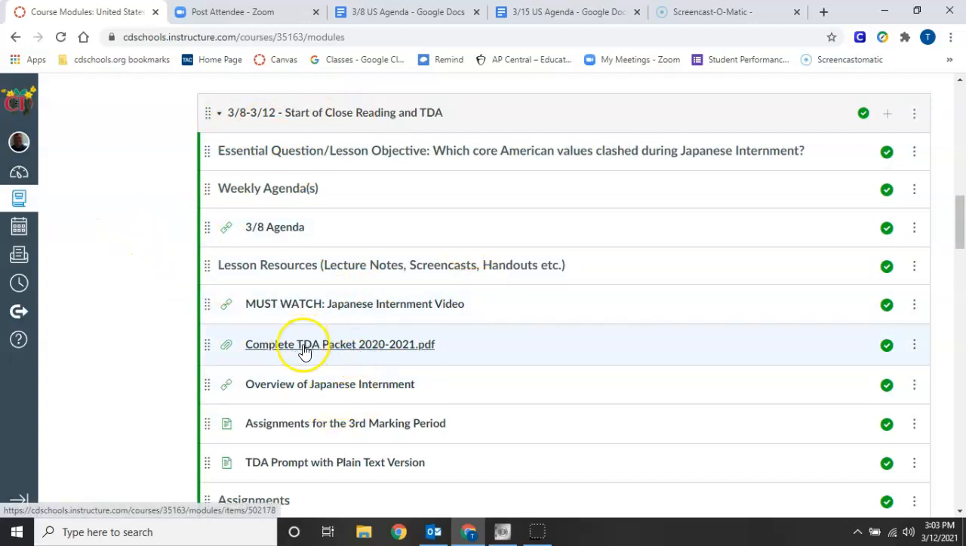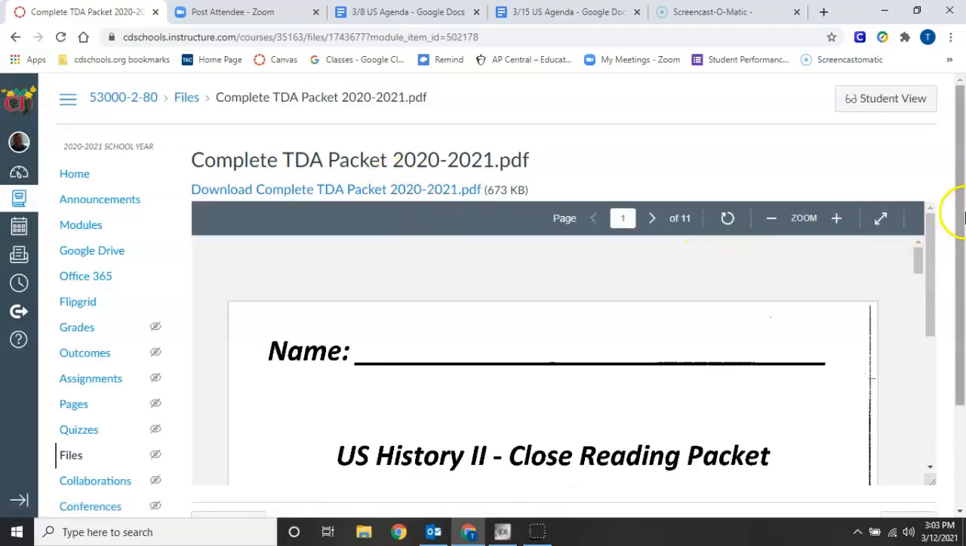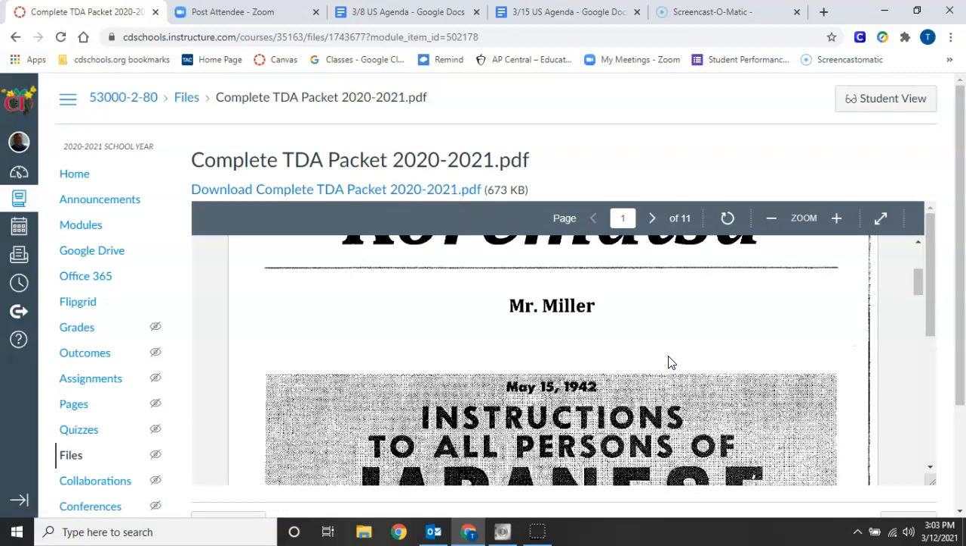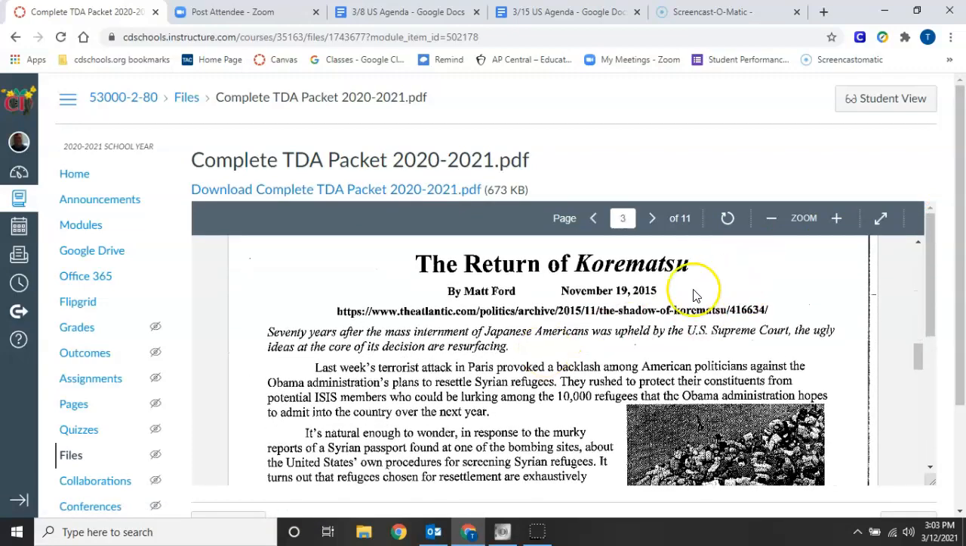If you click on the complete TDA packet, this is everything you need. Open it and see what is inside of it. This is just a PDF. Hopefully you'll be able to see this through Canvas and make some sense of it. If you can download this or print this at any point, please do so. It works wonders to help you move forward.